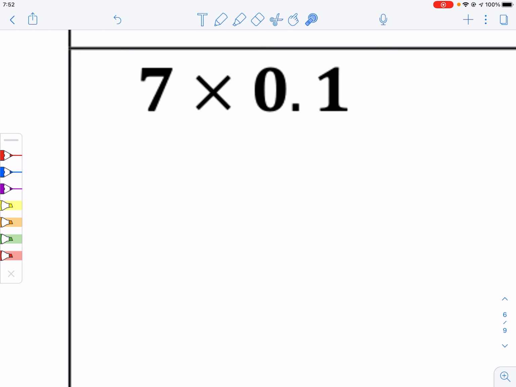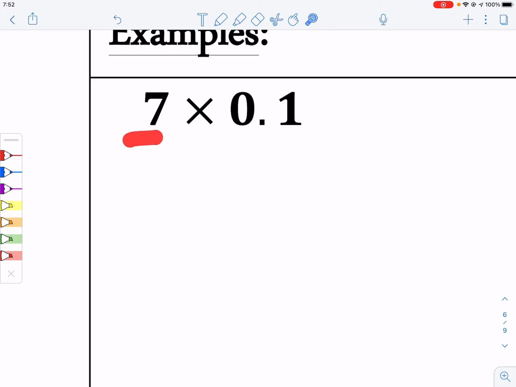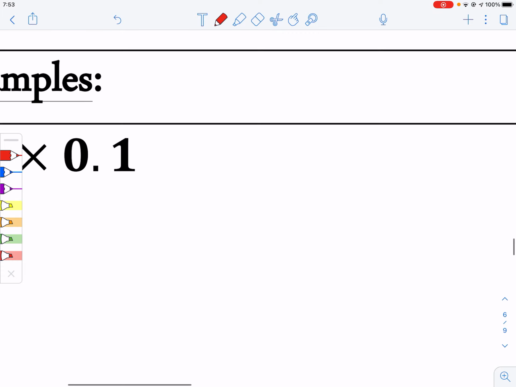So for this first example, you have 7 times 1/10. When you're multiplying it, like we read, you always want to have your longest number on top. This number has 1 digit. This number has 2 digits. So I'm going to put the 1/10 on top, and then I'm going to multiply by 7.